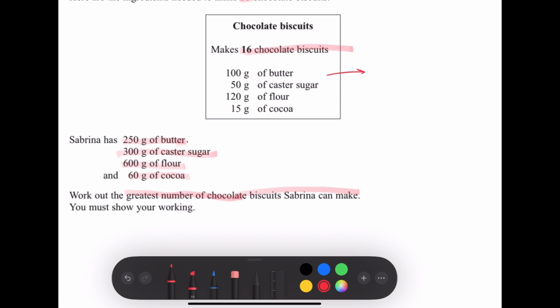From butter we just do 250 divided by 100, we know that's 2.5. So it can make 2.5 batches. Now let's see how much it can make of caster sugar. If we do 300 divided by 50, that is 6. We can make 6 batches.